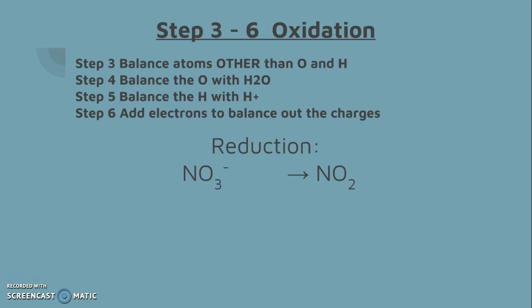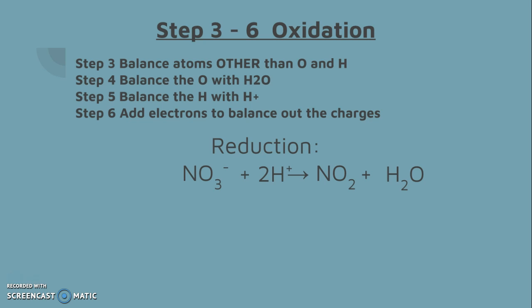For the reduction reaction, we have to perform each step very carefully. Step 3 is done as the nitrogens are already balanced. There are 3 oxygens on the left side and 2 oxygens on the right side, so we add 1 H2O on the right side to balance out the oxygens. Next, we balance out the hydrogens. There are 2 hydrogens on the right side, so we must add 2 hydrogens on the left side.